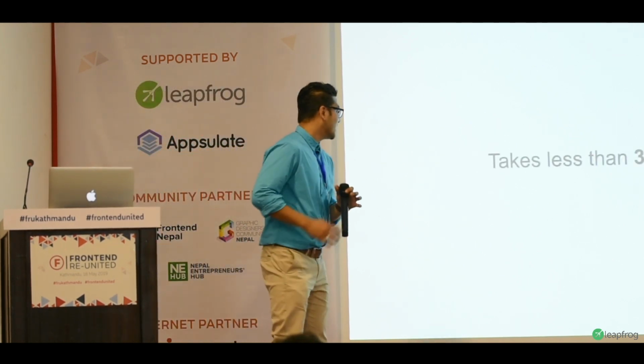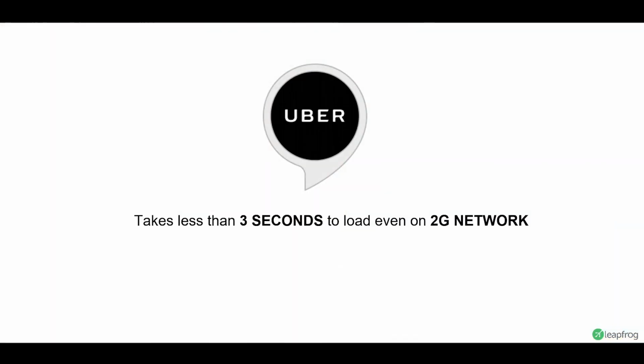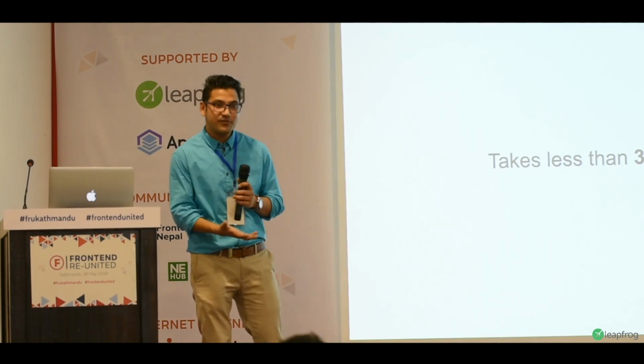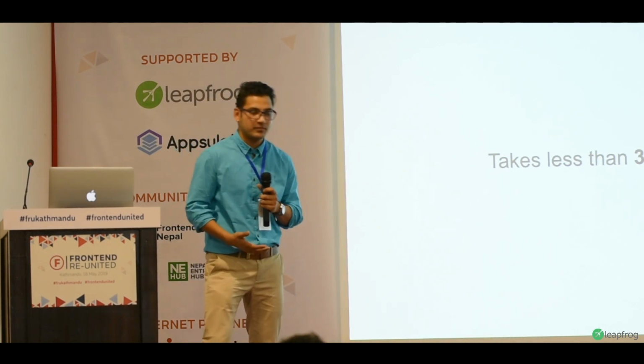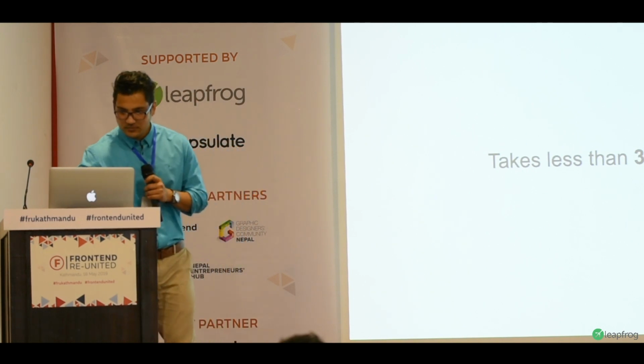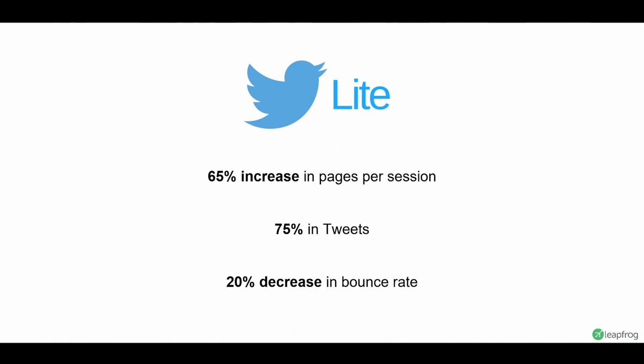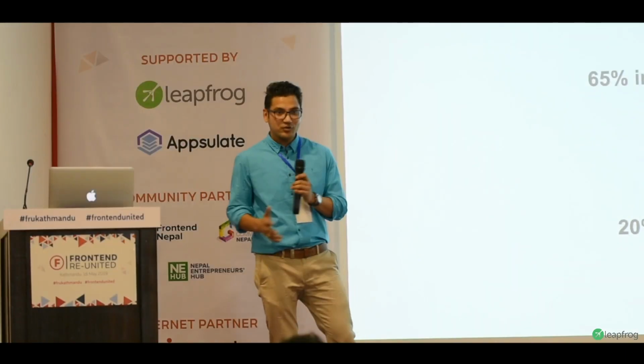So Uber, it takes less than 3 seconds to load even on a 2G network. So progressive web apps are so fast and consume so little data that they can actually work very fast even on a very slow 2G network, right? And Twitter Lite. In the case of Twitter Lite, there's a 65% increase in pages per session, 25% in tweets, and a 20% decrease in bounce rate, right?